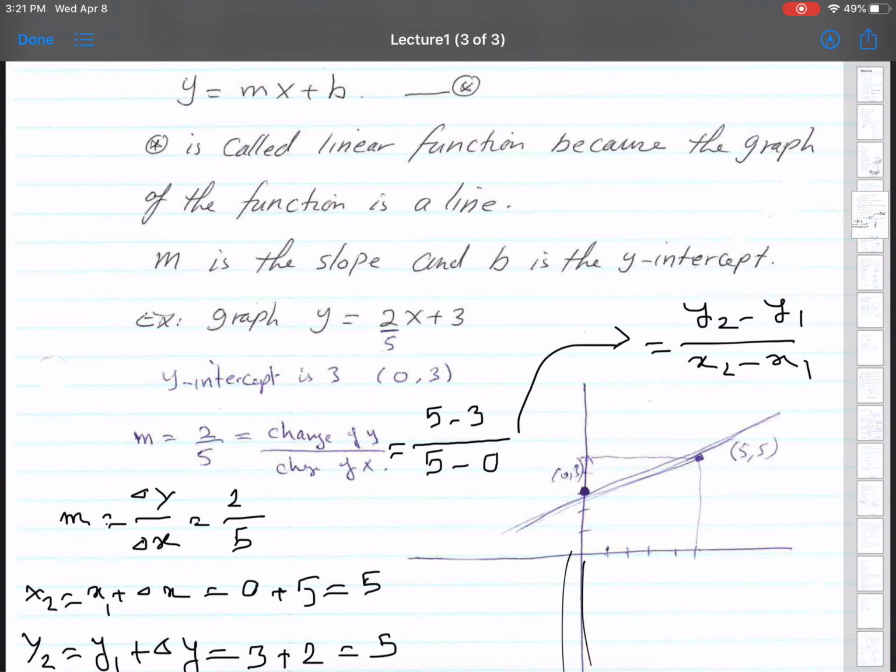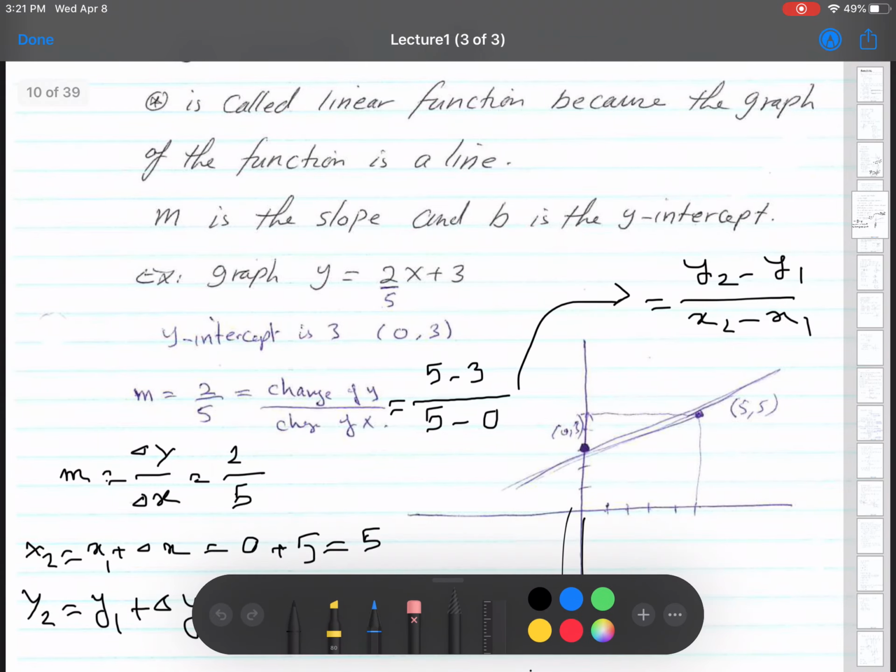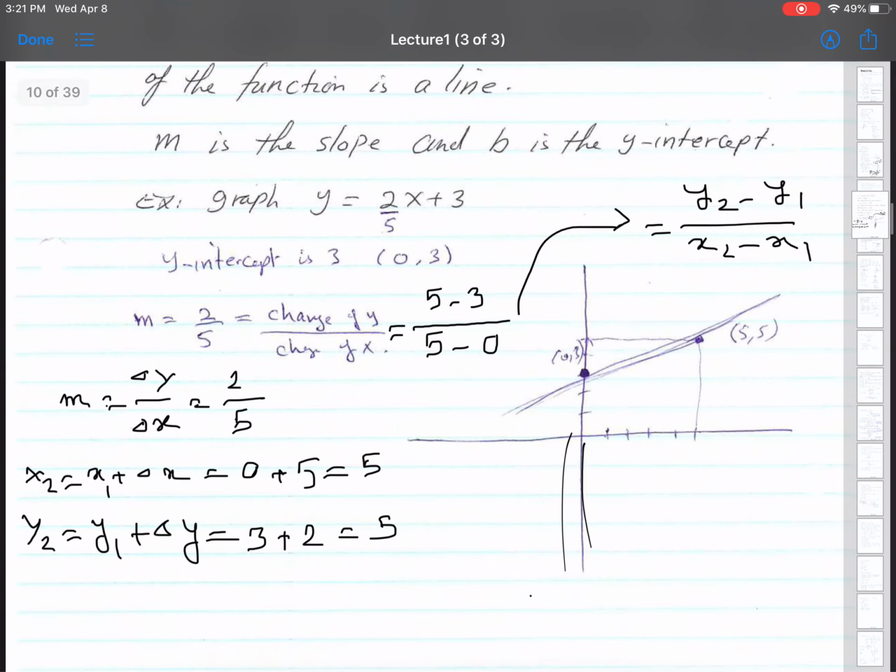To find the other point, we can do this. We can find x2 by adding x1 to delta x. We know x1 is 0 and delta x is 5. So x1 plus delta x, 0 plus 5, is equal to 5, and y2 is equal to y1 plus delta y. So we know y1 is 3 and delta y is 2. So 3 plus 2 is 5. So the new point will be (5, 5).